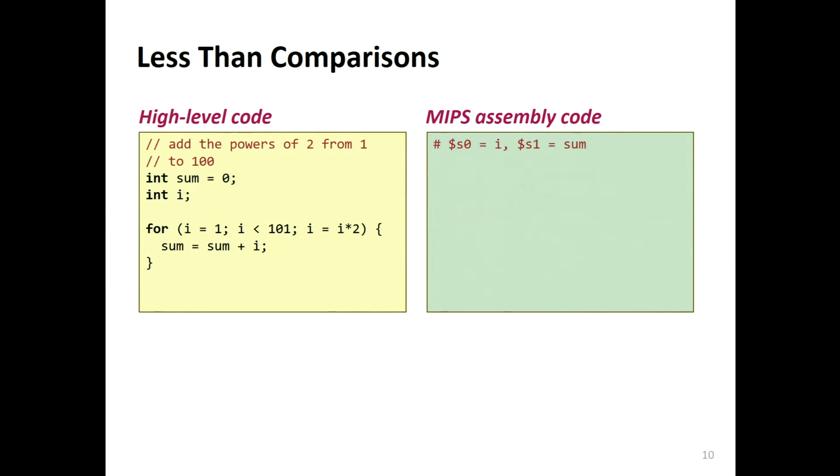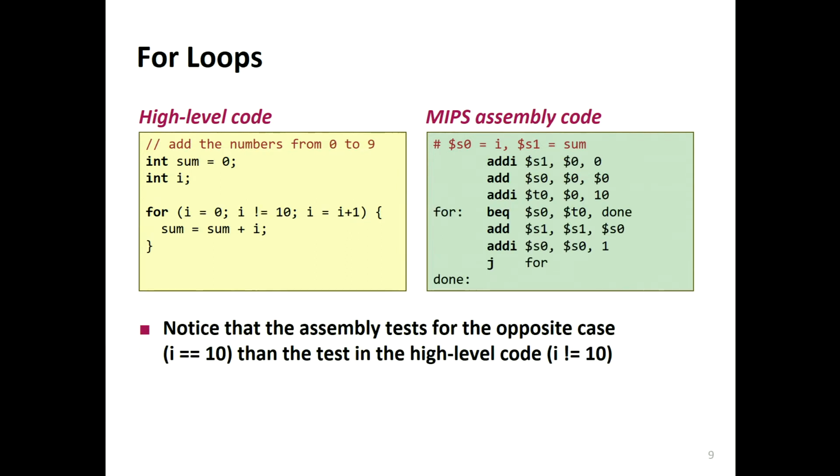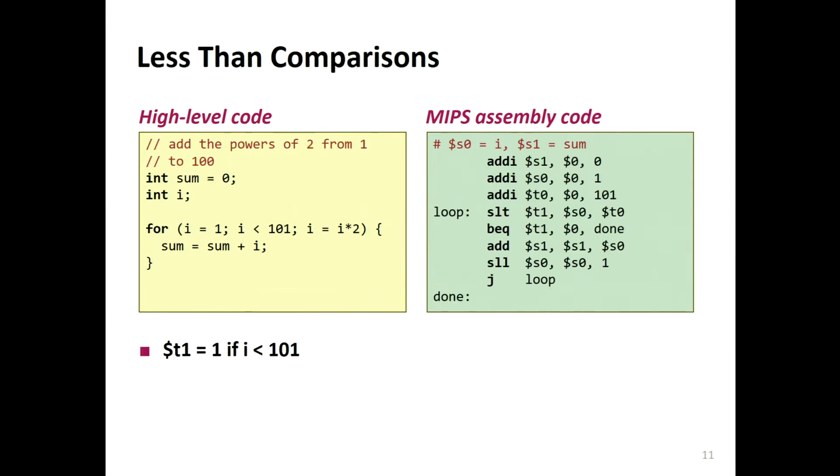Okay, so this is what you see as mentioned before. Here, another way of initializing a register to 0 is to add the register 0 by itself, okay? So the register 0, this $0, is always 0.